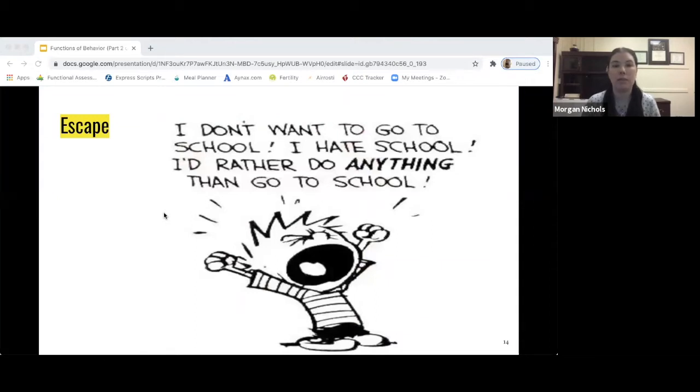So some escape behaviors primarily function to stop a demand or stop a task that's already in progress. Examples would be a child who runs away because he or she doesn't want to take a bath, or a child who throws food because he or she doesn't want to eat broccoli or Brussels sprouts or whatever, right? A child who hits, kicks, bites staff because they don't want to be at school. They're wanting to escape the situation.